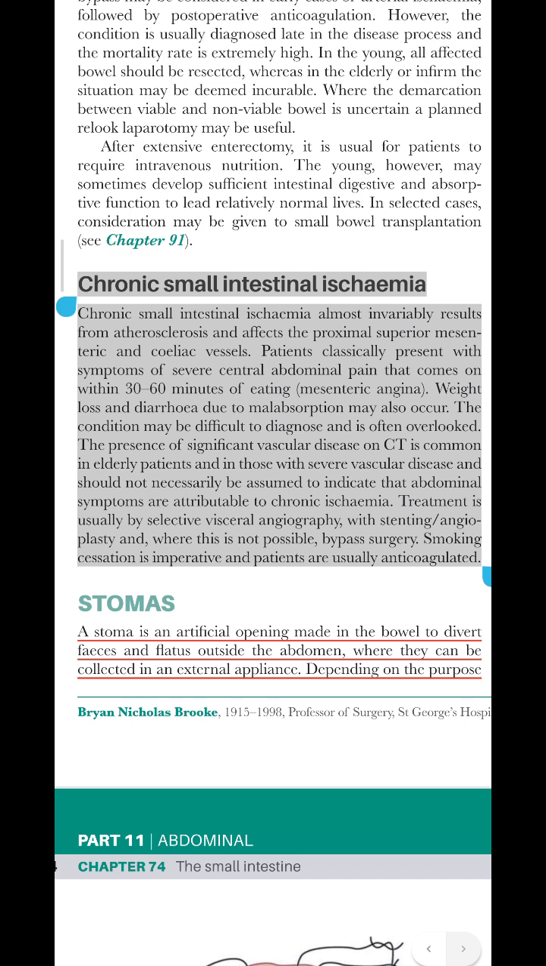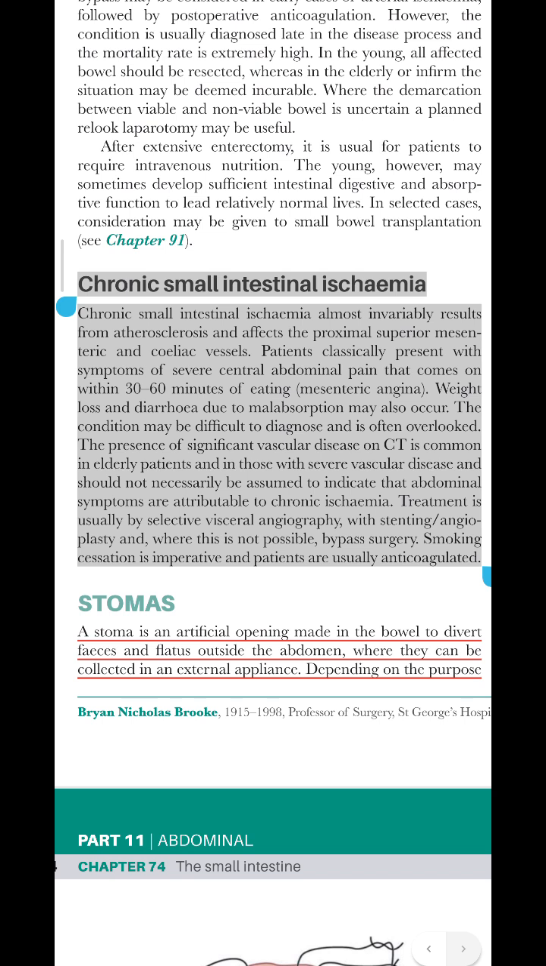Chronic small intestinal ischemia. Chronic small intestinal ischemia almost invariably results from atherosclerosis and affects the proximal superior mesenteric and celiac vessels. Patients classically present with symptoms of severe central abdominal pain that comes on within 30 to 60 minutes of eating, mesenteric angina. Weight loss and diarrhea due to malabsorption may also occur. The condition may be difficult to diagnose and is often overlooked.